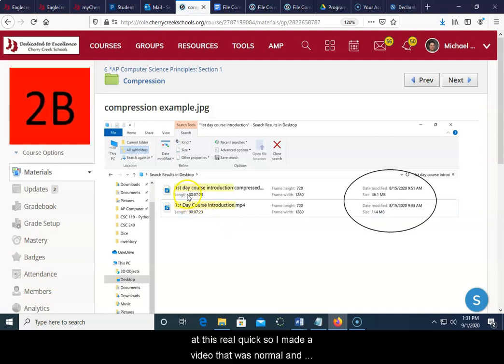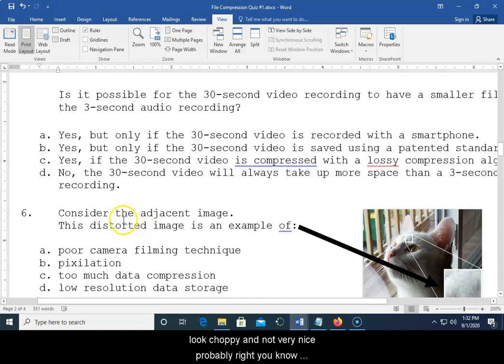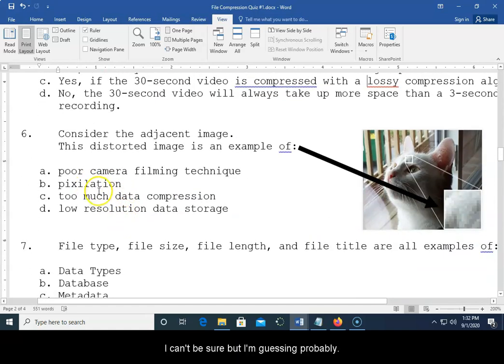So I made a video that was normal, and it was 114 megabytes, and then I compressed it down into 46.1 megabytes. So that's a huge, that's over 50%. It's probably more like a 60% compression right there. And so it is possible, but you're going to lose a lot of your data, and then the 30-second clip's going to look choppy and not very nice. Probably, I can't be sure, but I'm guessing probably.